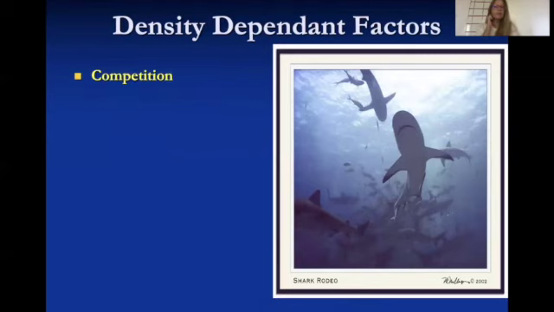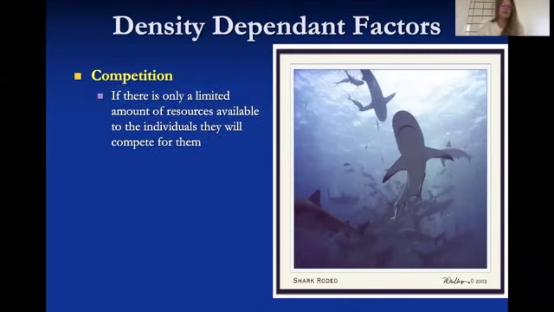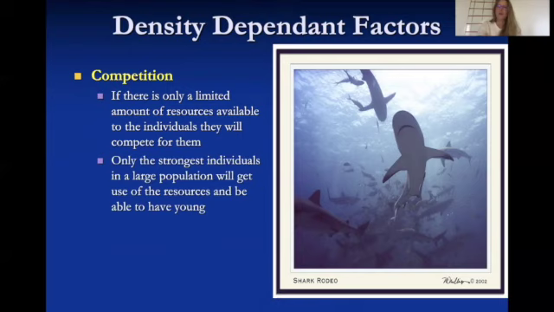So density dependent factors. The first one is competition. If there's only a limited amount of resources available, the individuals will compete for those resources. And if there's a lot of competition, those weakest or slowest aren't going to get it. They're not going to get to reproduce. Or at worst case scenario, they're going to die.